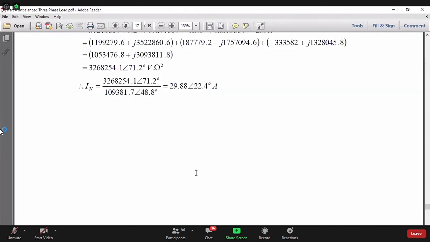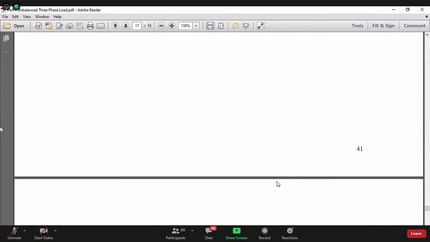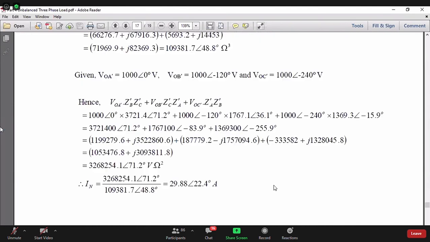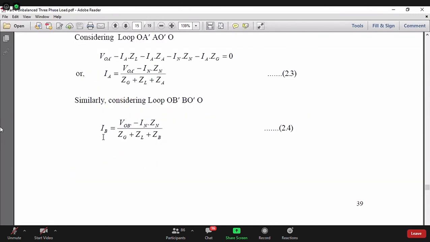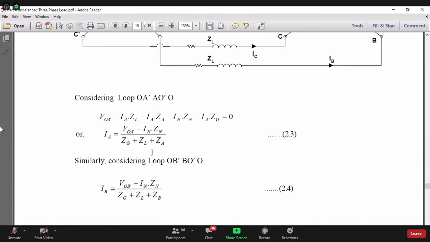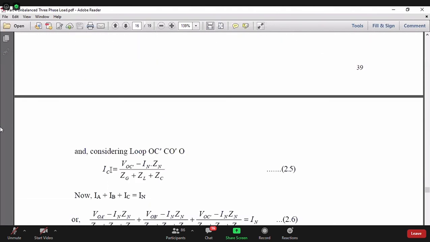And once the neutral current is known, after that, it is very simple. Why? Because look at this expression. Here, IA. If somebody tells you, what is the line current IA, here it is, I put it here. Because ZA, ZN, etc. are known. VOA is the source voltage. It is known. And IN I have now just calculated. I put it here. IA is known. Same way IB is known. Same way IC will be known.